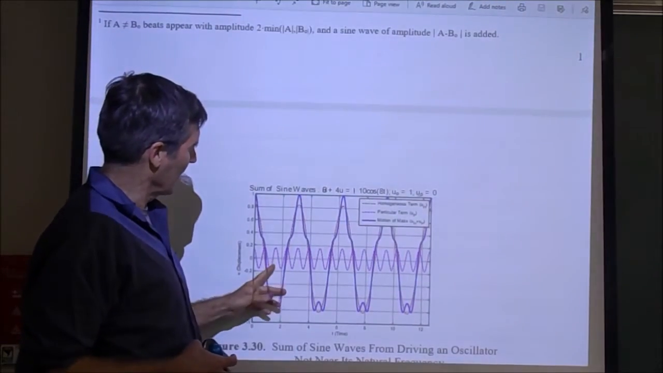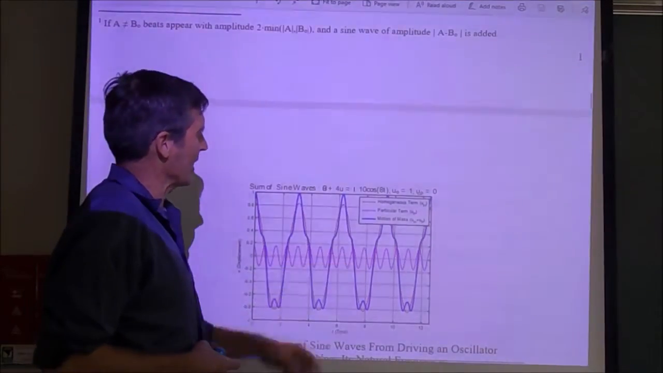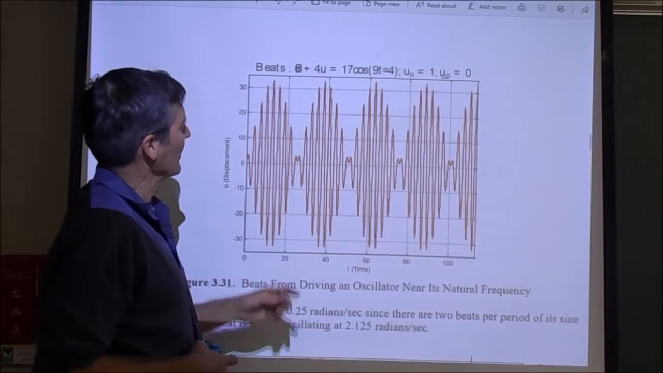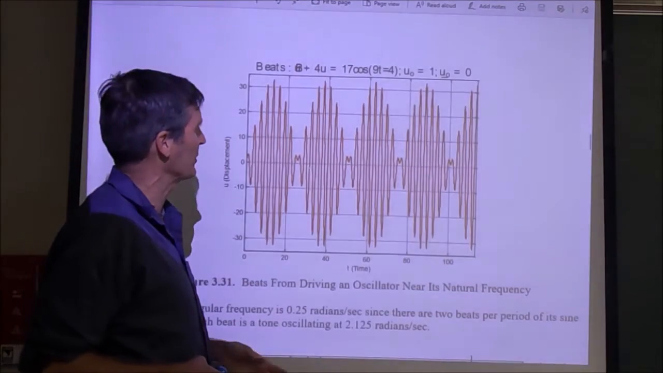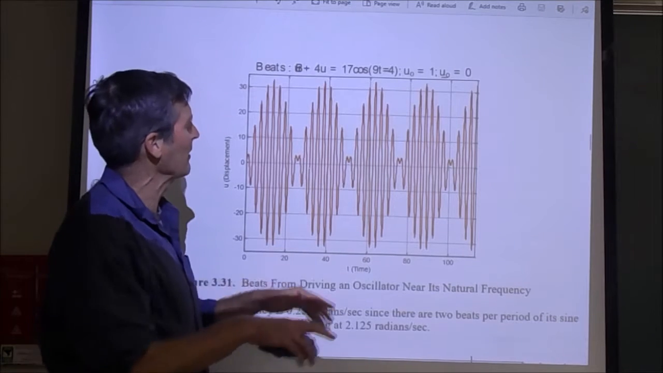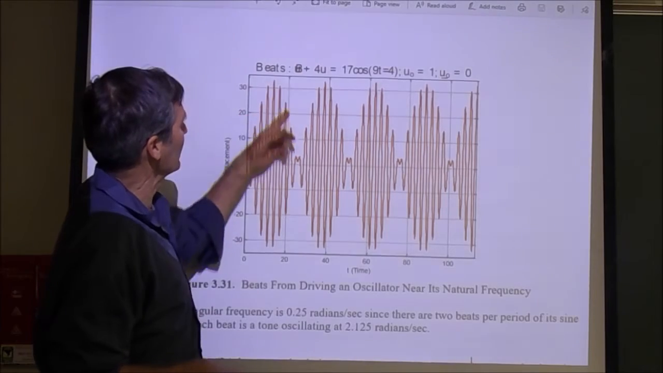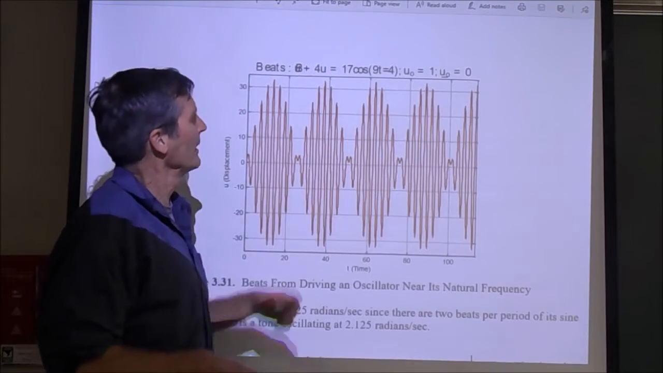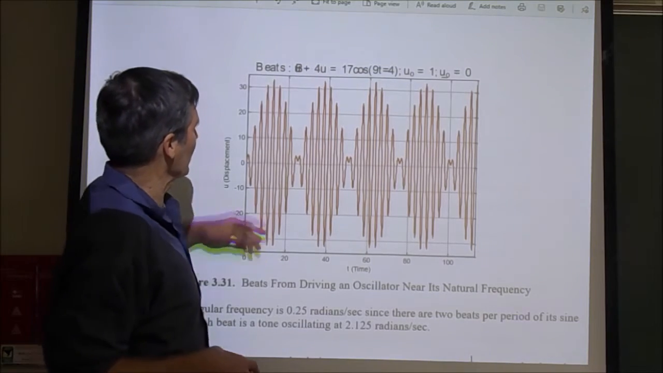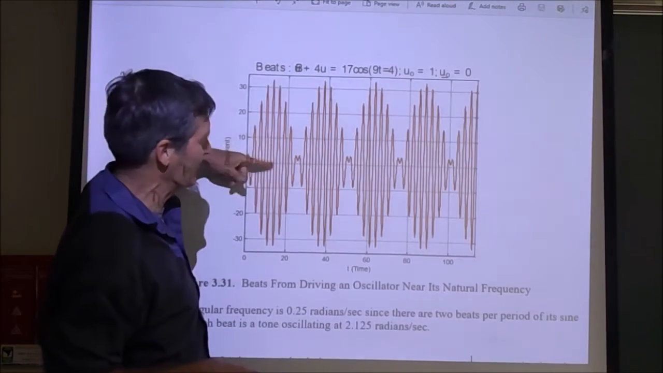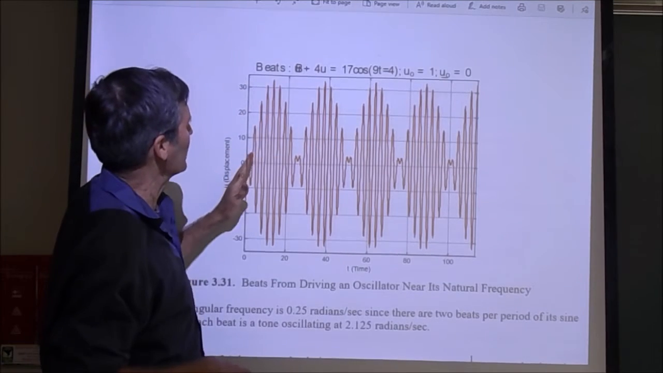But when the frequencies are real close to each other, these things start to add up to look like this, and now something significant happens. Even though each of the two individual sine waves going in has a constant amplitude, the resultant wave goes up and down and up and down and up and down, and you get the phenomenon of beats. You get this high frequency tone, but it goes up and down in amplitude.